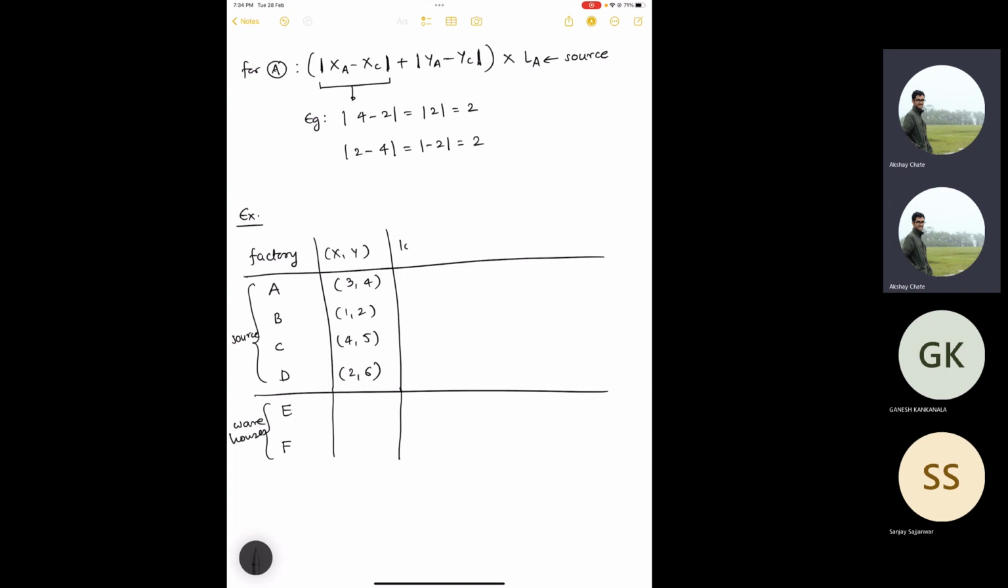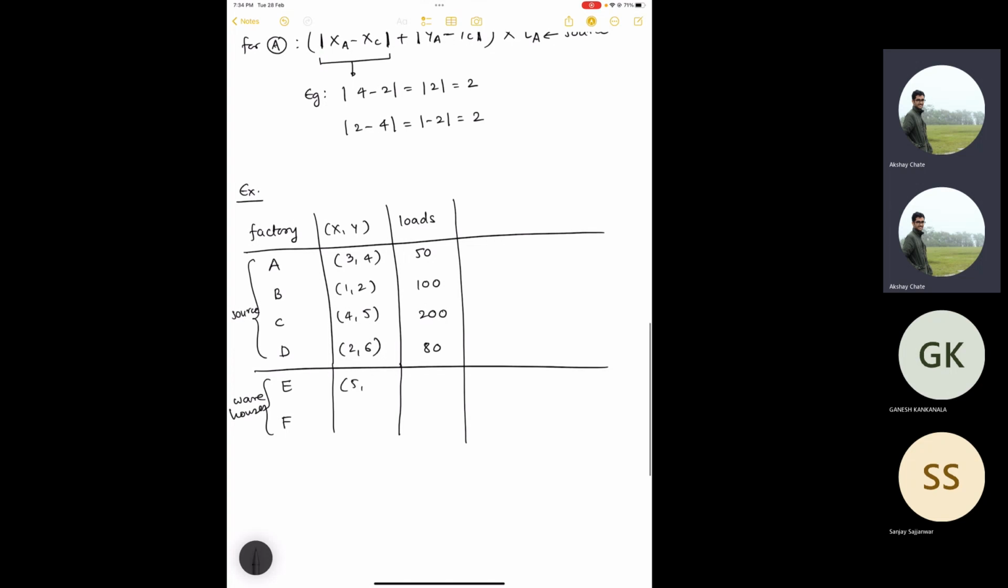So basically, loads: what your factory A produces, how many units? Let's say it produces 50 units, 100 units, 200 units, and 80 units. This information you know, and you know the warehouses are at, let's say, 5 7 and 8 9. I have taken coordinates in such a way that these warehouses are not close; they are randomly distributed.